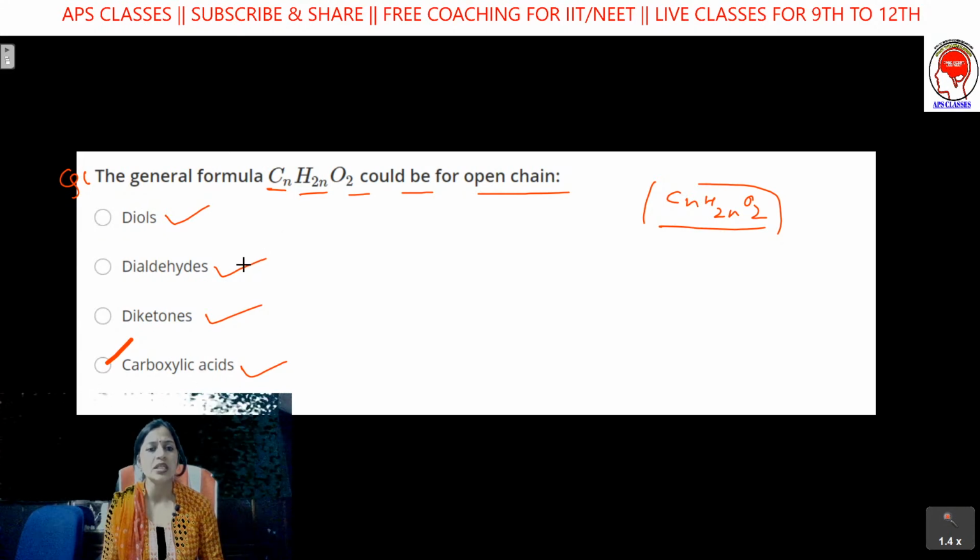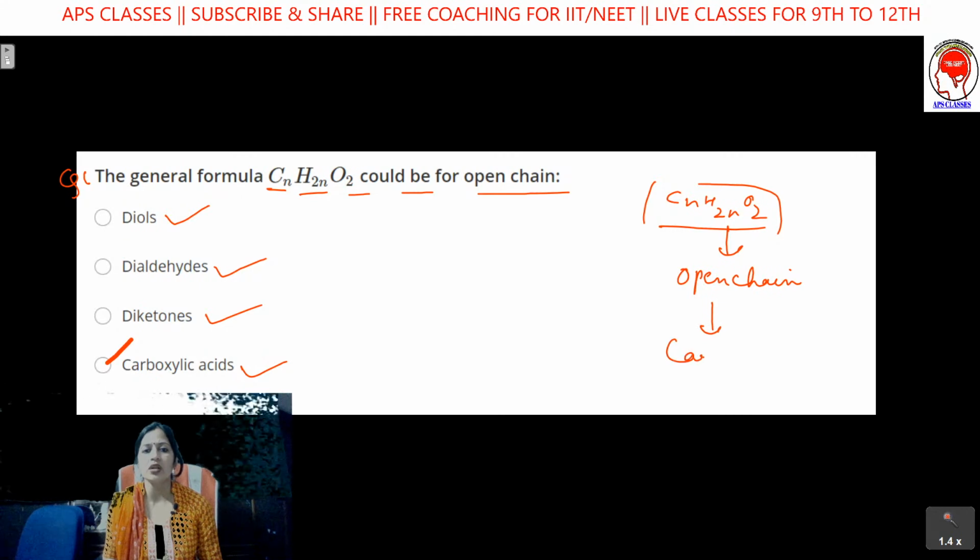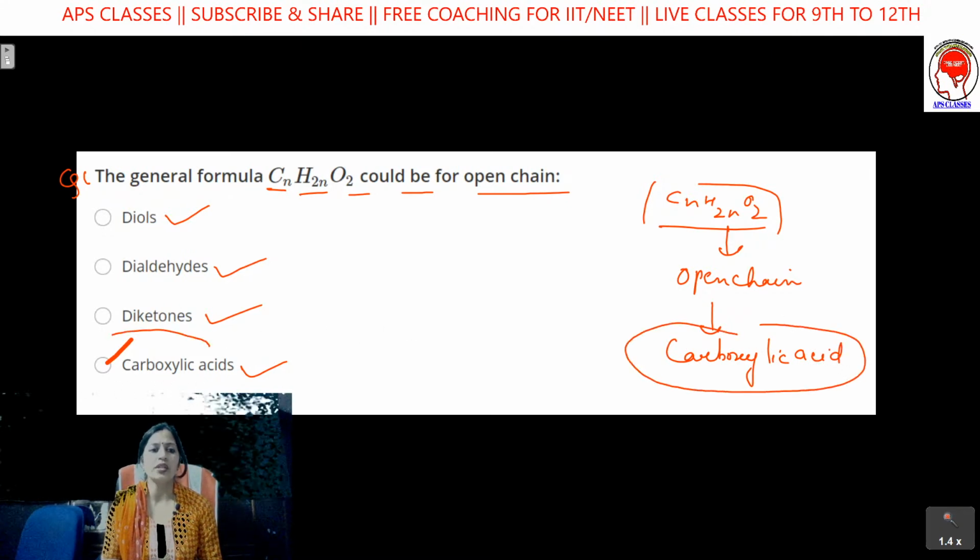Your options are diols, dialdehydes, diketones and the last one is carboxylic acids. So the general formula CnH2nO2 could be for open chain, that is, it is for carboxylic acids. So option D is the right answer for question number 6.